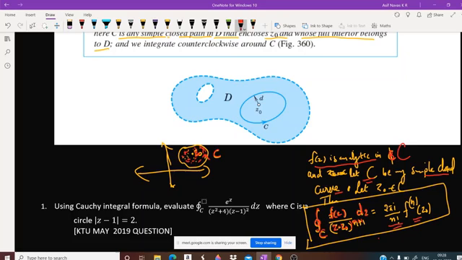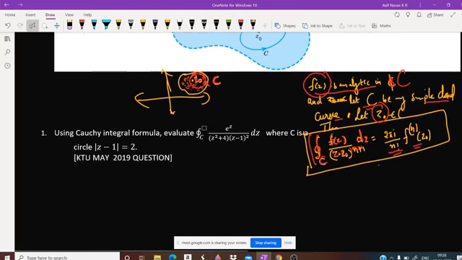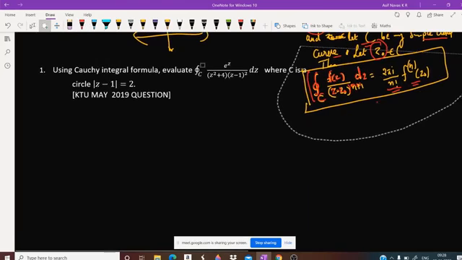So what do we have to check? First we have to draw the given curve C, and check whether f of z is analytic inside C, and check whether z naught is a point inside C. Then we can use the formula. So I will do the first problem. If you have any doubt, you can ask.